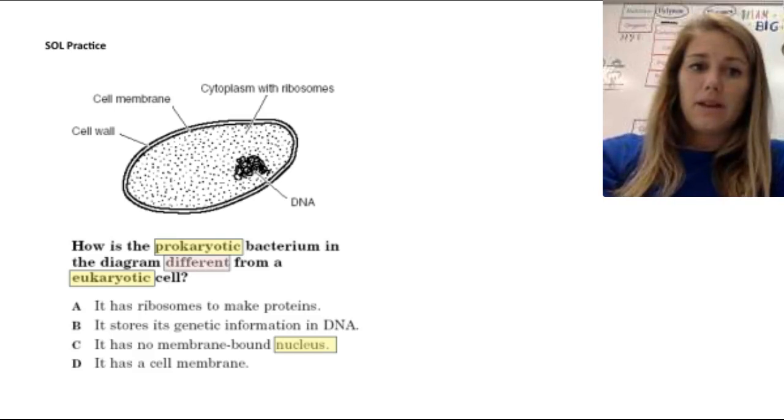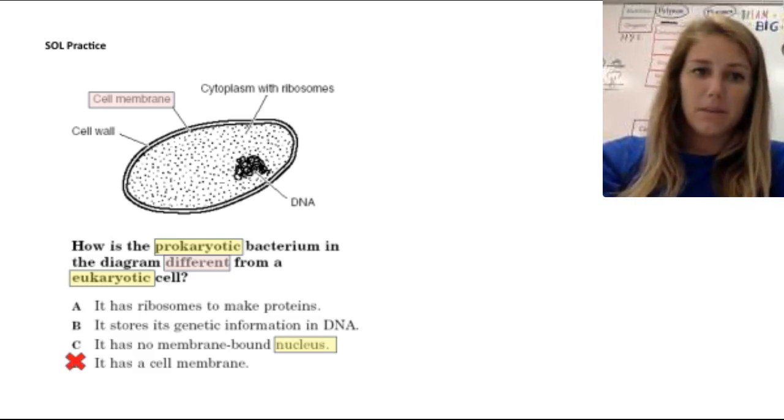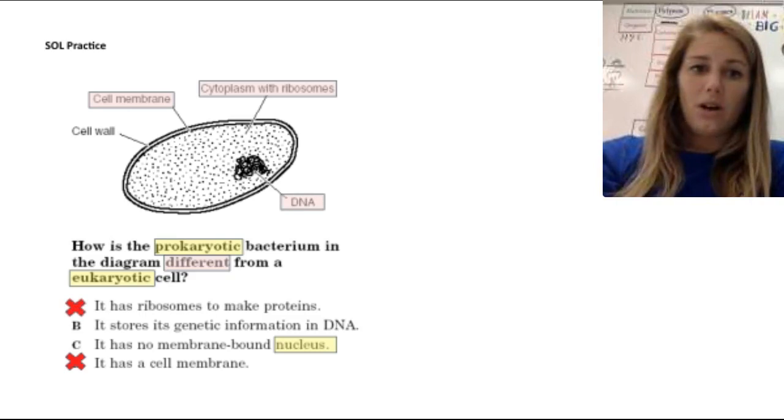But there's also another way to do this. You could look at the word different, and I could use the picture above. Okay, cell membrane is in this cell. So the answer down here, it has a cell membrane, is not different. All cells have a cell membrane. Cytoplasm with ribosomes, again, all cells have cytoplasm with ribosomes. And the last one is DNA. All organisms have DNA, so that can't be the answer either. And therefore, C must be my answer.